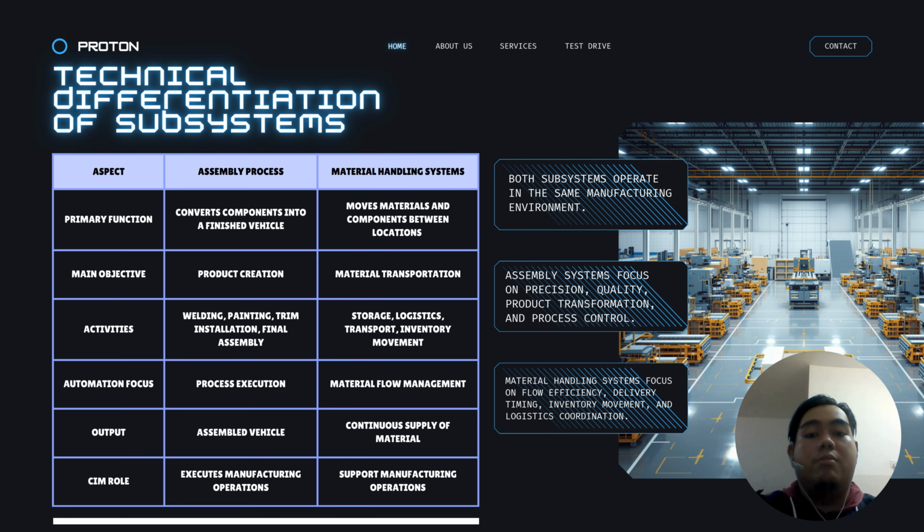In contrast, the material handling subsystem focuses on moving and supplying components throughout the factory. It manages storage, logistic flow, and transportation activities to ensure that material arrive at correct workstation when required. Therefore, while assembly systems create value by manufacturing the product, material handling systems create value by maintaining continuous production flow. Both subsystems must operate together to achieve efficient and reliable automotive manufacturing.